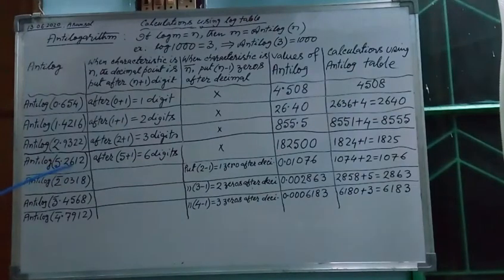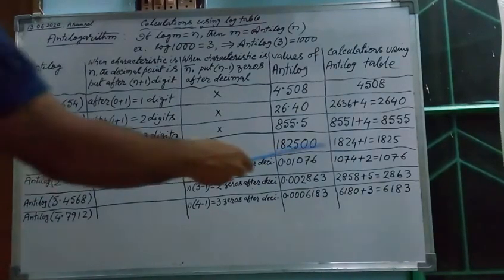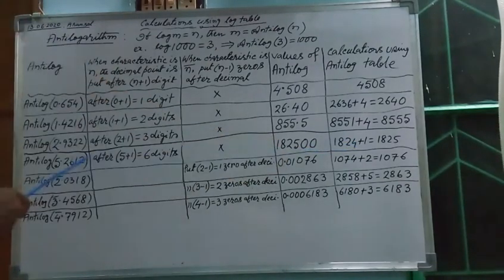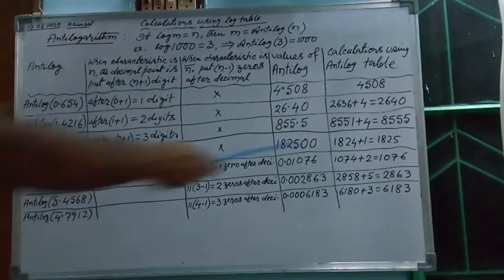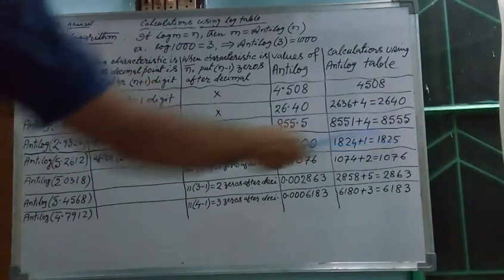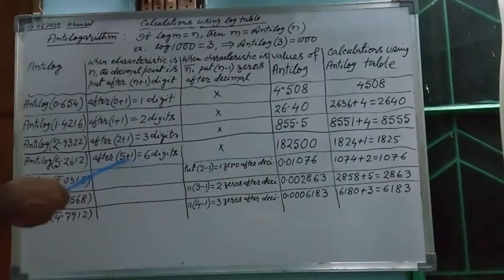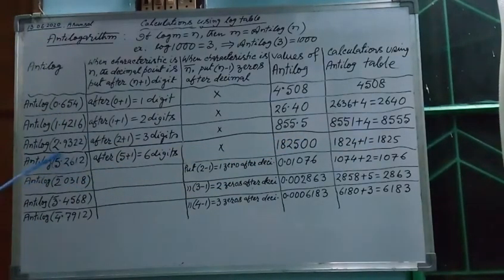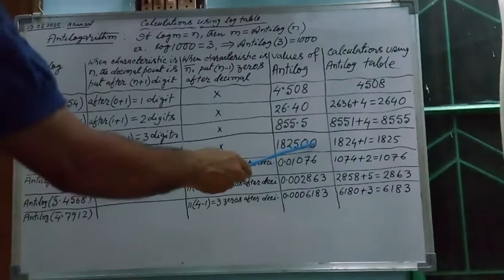Antilog of 5.2612. In the same way, we look into 0.26, and see the value under column 1, that is headed by 1. The value headed by 1 is 1824, and see the mean difference under 2. The value is 1. Add these two values, 1824 plus 1, that is equal to 1825. Now, where to put the point? Since it is 5 here, put the point after 5 plus 1, that is 6 digits. 1, 2, 3, 4, 5, 6. So I have put 2 more zeros.